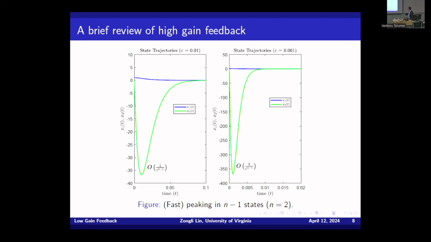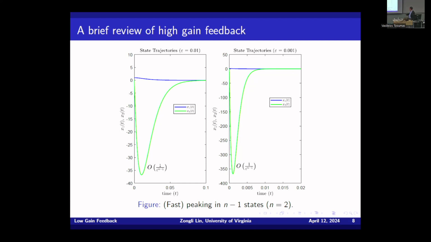Now you can see here, the blue curve is the first state. It doesn't peak. It converges to 0 very fast. And here the same, right? But the second state converges to 0 very fast, but peaks to a large value. But these look very similar. It doesn't look like it converges very fast, but I'd like you to pay attention to the time scale here. Here is 0.1 second, and here is 0.02 second.